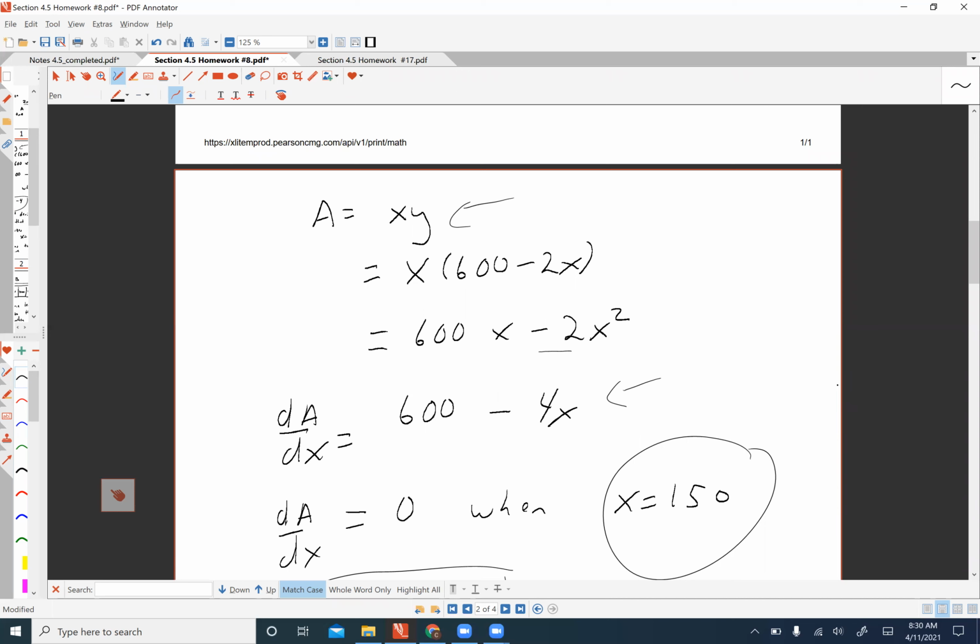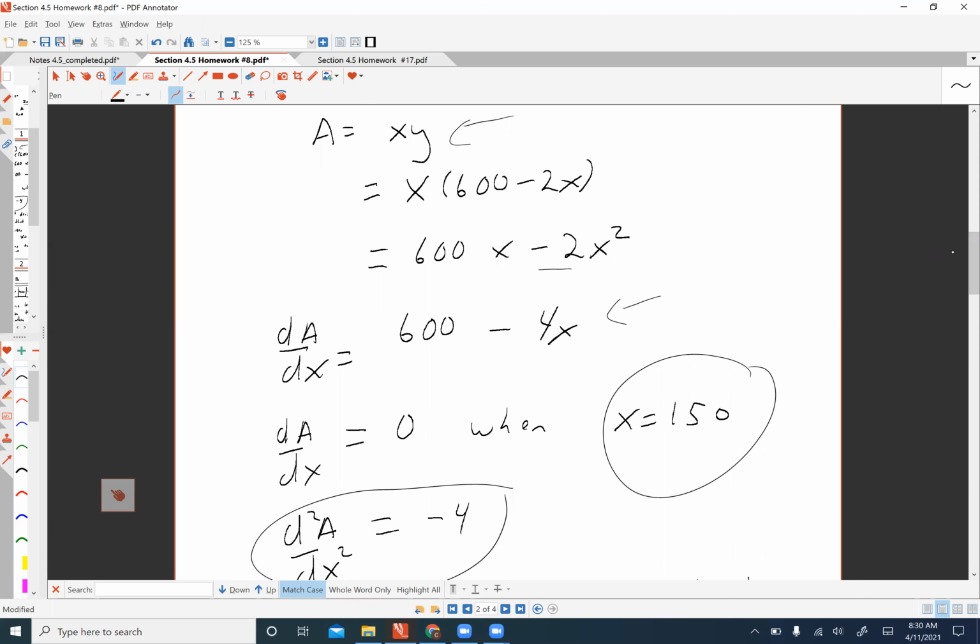But we're not going to use algebra. We're going to take the derivative and find the critical point. So the derivative is 600 minus 4x, set to zero, so x is 150. The critical point is x equals 150 meters. Again, take the second derivative. The second derivative is negative 4, and that verifies that x equals 150 meters maximizes the area function.